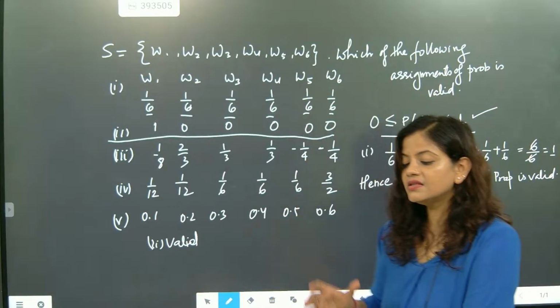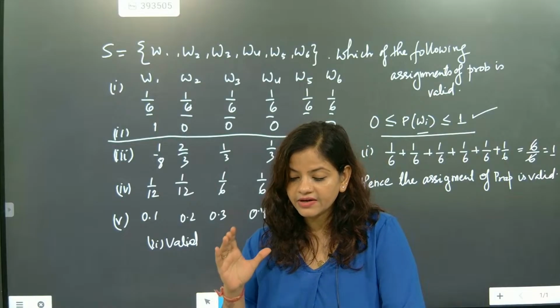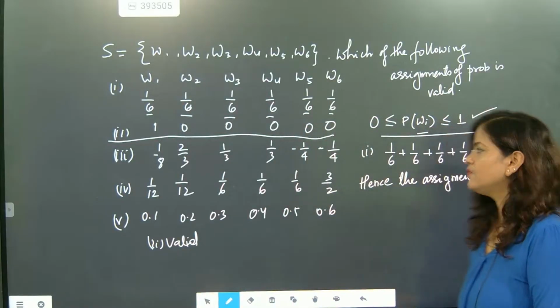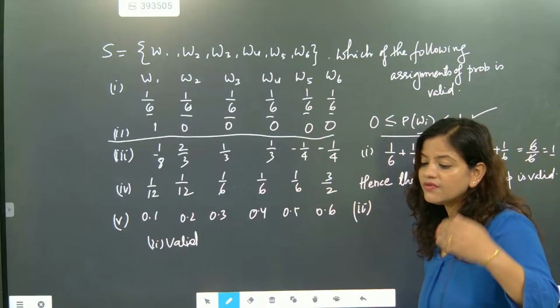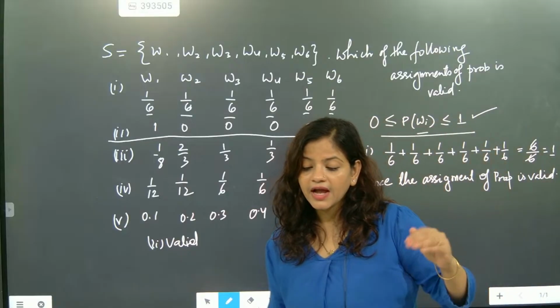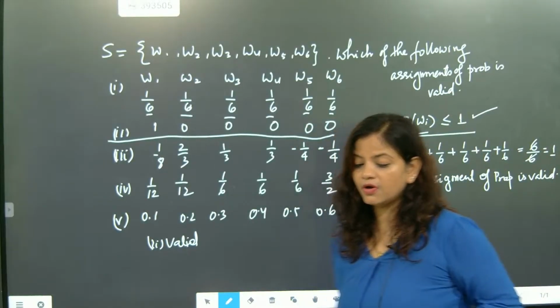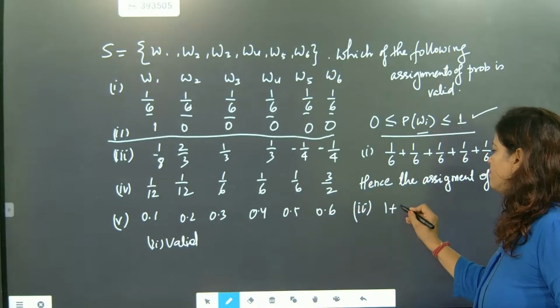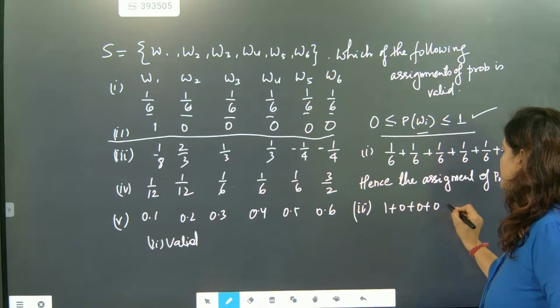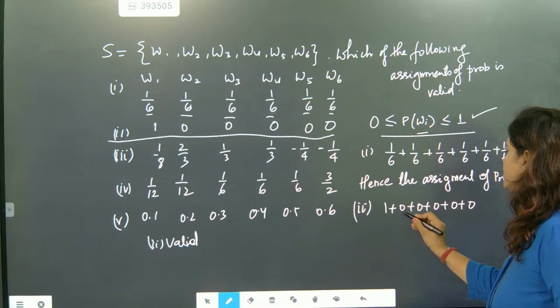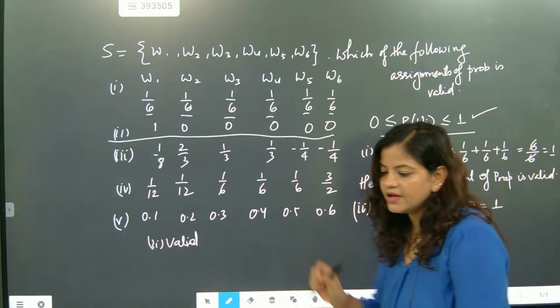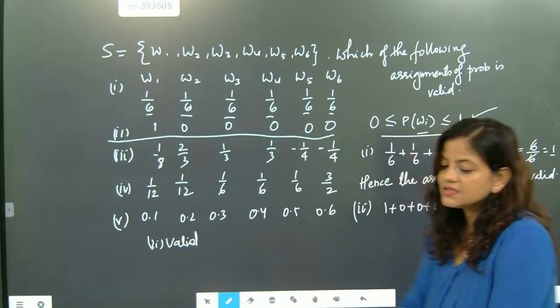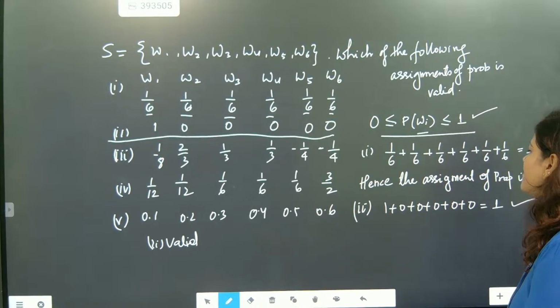The correct answer is it is valid. How is it valid? Now look here. You need to add everything, because individually they follow the rules of probability and together also they must follow the rules of probability. So 1 plus 0 plus 0 plus 0 plus 0 plus 0, that is 1, 2, 3, 4, 5, 6 terms, beta. The answer is again 1. Since the answer is 1, it is again valid.